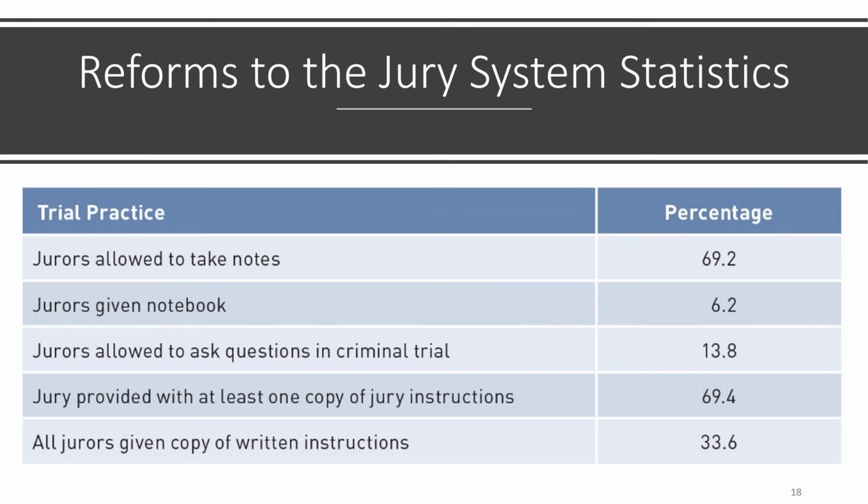Here's the stats on the reform to the jury system. You've got close to 70% of jurors that are allowed to take notes in most jurisdictions. Very few, 6% of jurors, are given the notebook. About 14% of jurors are allowed to ask questions. About 70% are given a copy of the jury instructions. And really, of all jurors given a copy of written instructions, only about 33%. So some courts just give one copy for the jury to share.